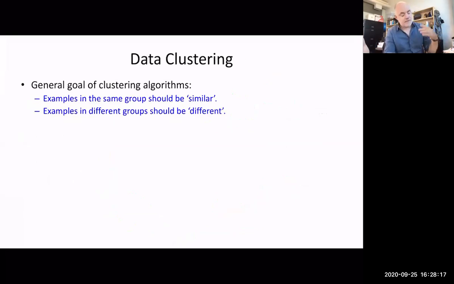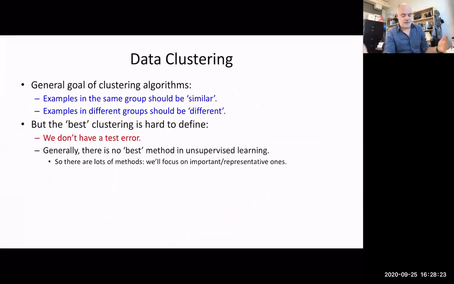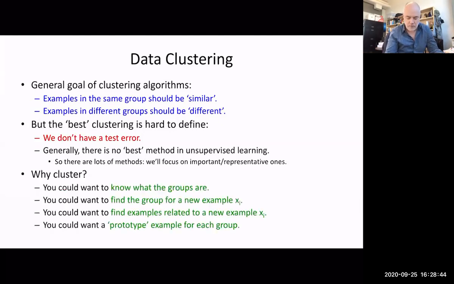The general goal of basically every clustering algorithm is that examples in the same group should be similar and examples in different groups should be different, right? Duh. It should be clear though that what the best clustering algorithm is is hard to define. We don't have a test error. We don't have something against which to judge our progress. So there's basically no best method per se in unsupervised learning. There are lots of methods, and we'll focus like usual on the important or representative ones.